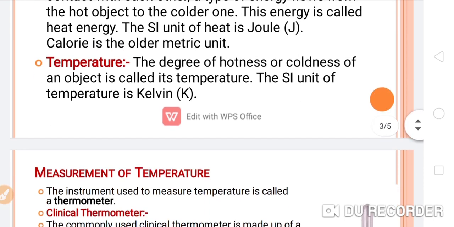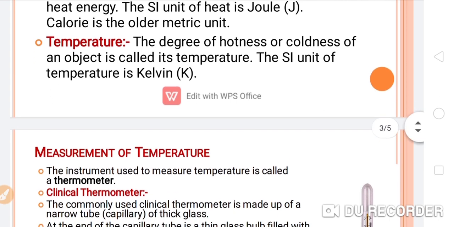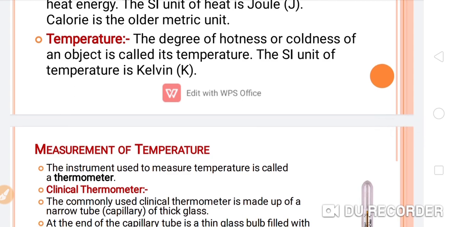Now temperature. What is temperature? The degree of hotness or coldness of an object is called its temperature, and the SI unit of temperature is Kelvin. So this is the temperature.